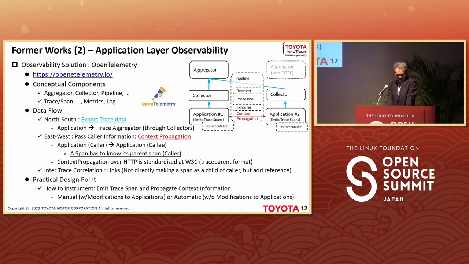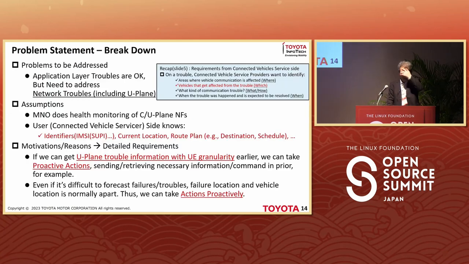Okay. And a more practical design point is that we have applications, and in order to output this kind of trace data, we have to add some processing. In our case, at first we modified our applications by using the OpenTelemetry SDK, but this way is not always preferred, right? That's why there is so-called automatic instrumentation, which is like a debugger or profiler, enabling capturing of some processes and exporting trace data, and also adding the data necessary for context propagation to the next query.